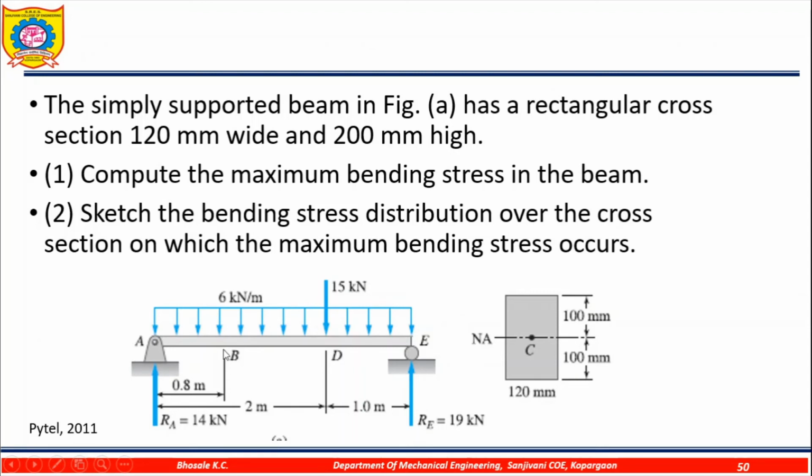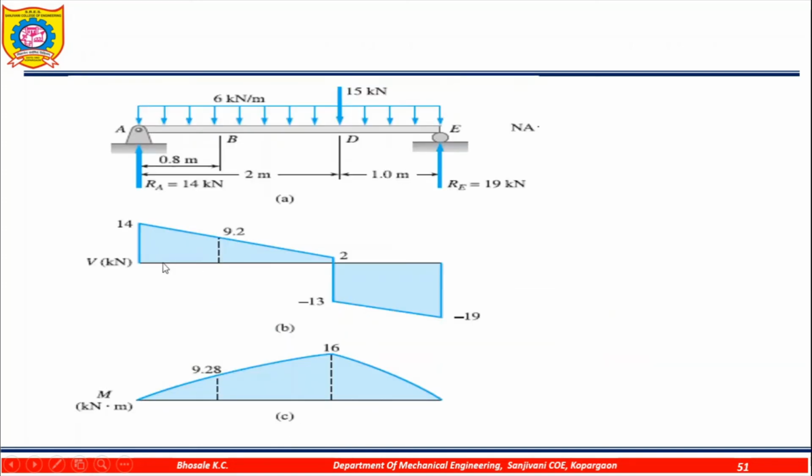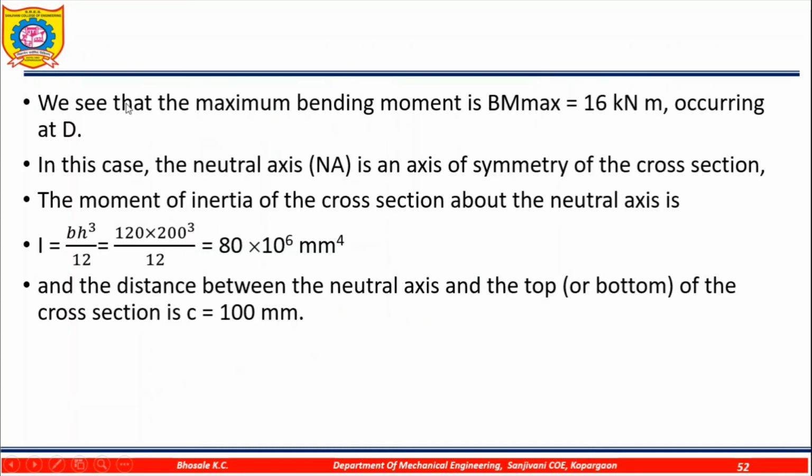We know that this is a simply supported beam, so when we apply the load, due to that bending moment, bending will be there. Compression will be there in the top layer and tension will be there on the bottom side. This is the shear force and bending moment diagram for this loading diagram. We see that the maximum bending moment is 16 kN-m occurring at D.